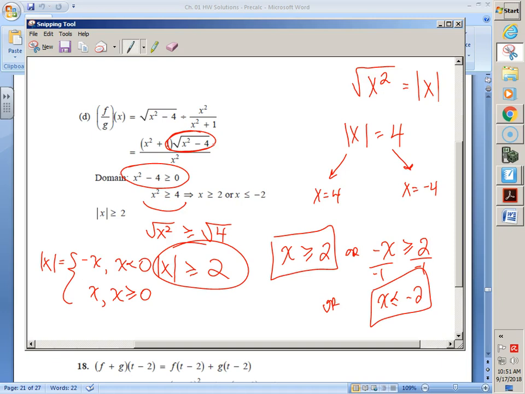So you could always plug in numbers to make sure you're right. And if you plugged in negative 3, that works, because 9 minus 4 is a positive.